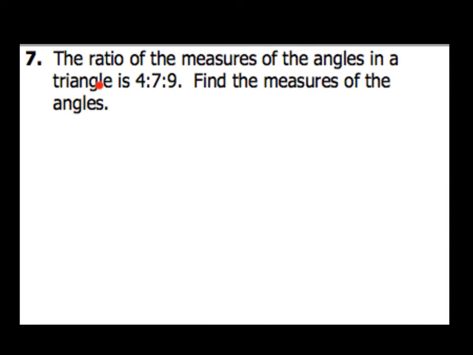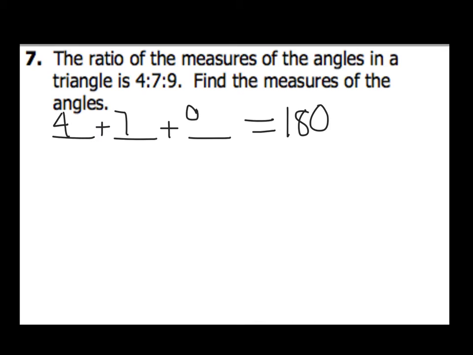Let's read through the question carefully. The ratio of the measures of angles in a triangle is 4 to 7 to 9. This is one of those extended ratios, but we need to find the measures of all the angles. So let's talk about what we know. We know that all the angles in a triangle add up to 180 degrees. We know that it's 3 angles in a triangle, so we're going to have something plus something plus something. We know the ratio is going to be 4, 7, and 9. And so what we need now is our variables, 4x, 7x, 9x.